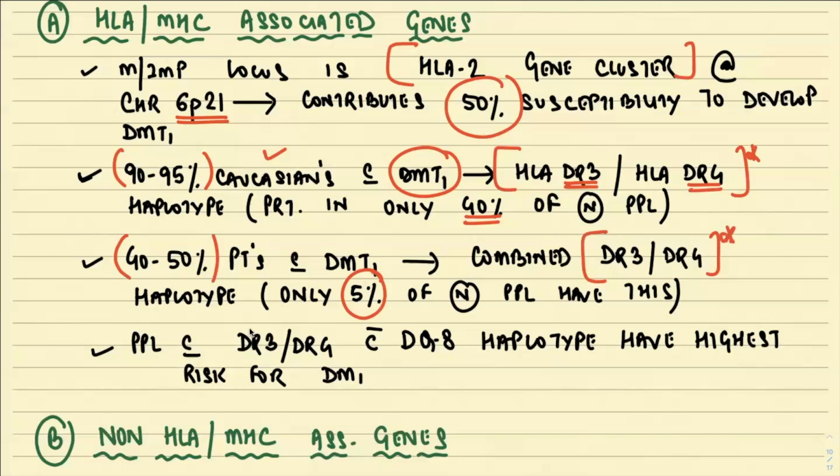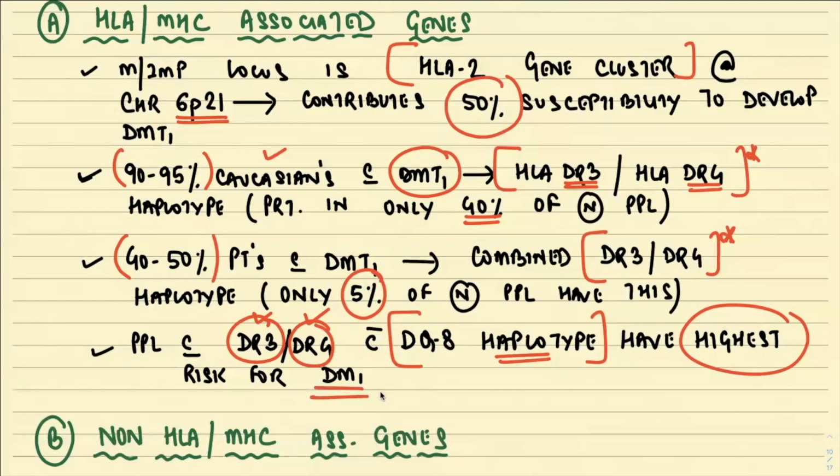Similarly, very important, there are some individuals who have either DR3 or DR4, along with a combined DQ8. So along with DR3, DQ8 is present, or along with DR4, DQ8 is present. Individuals with either the DR3 DQ8 or the DR4 DQ8 haplotype have the highest risk for development of diabetes mellitus type 1. This is a very important potential MCQ which will be asked in the exam. So this should be very, very crystal clear.